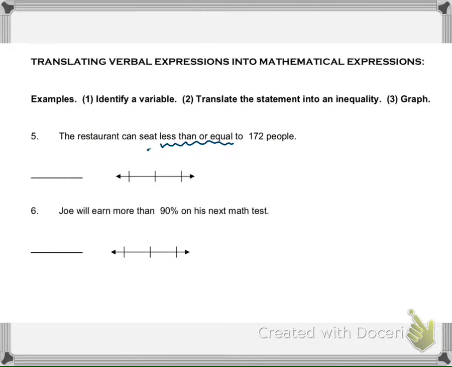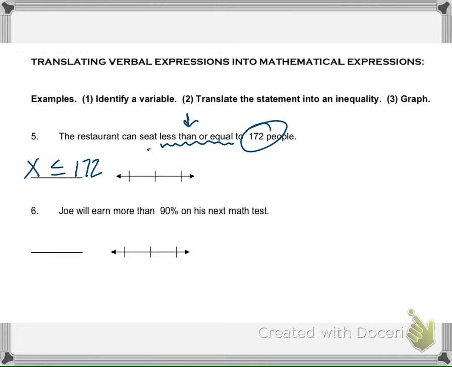All right, the last little piece here is taking a phrase and making an inequality and graphing it. So translating these inequalities. To do that, I find the phrase that's going to tell me what the inequality is. So for number 5, it's less than or equal to. I have 172 people, so again, I'm going to put a variable, I'm going to put the number, and then less than or equal to looks like this.